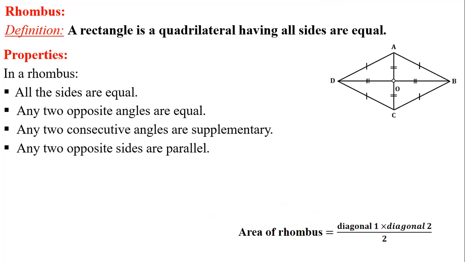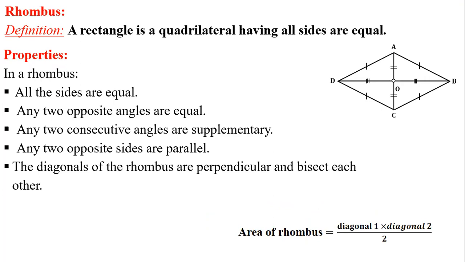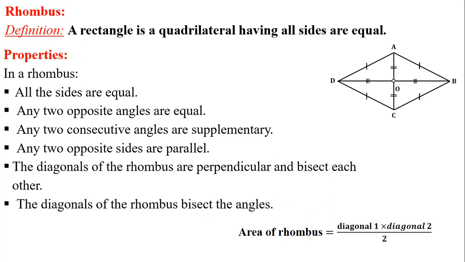Any two opposite sides are parallel. The diagonals are perpendicular and they bisect each other. The diagonals bisect the angles. The area of the rhombus is diagonal 1, this is the diagonal, times diagonal 2, all divided by 2.